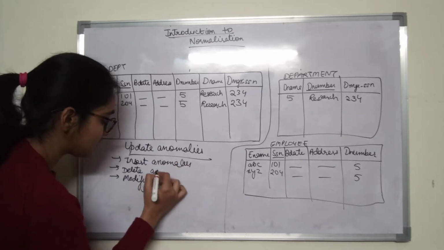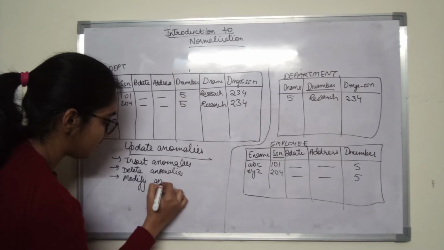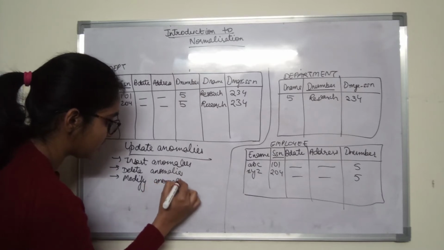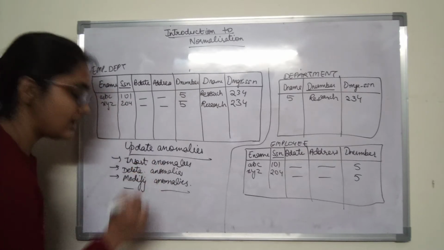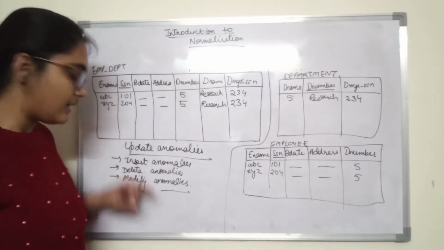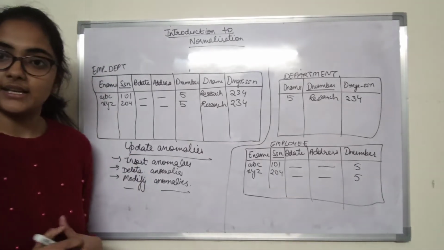insert anomalies, delete anomalies, or modify anomalies, or I should say modification anomalies, right? These are the problems that can arise from these three update operations. Let us see one by one what these problems are.